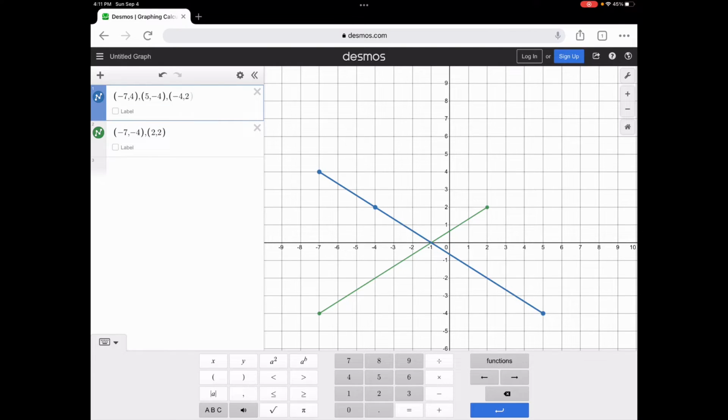If I go from the first dot to the second dot, you can see the slope is down 2, right 3. So negative 2/3 is our slope on that line.